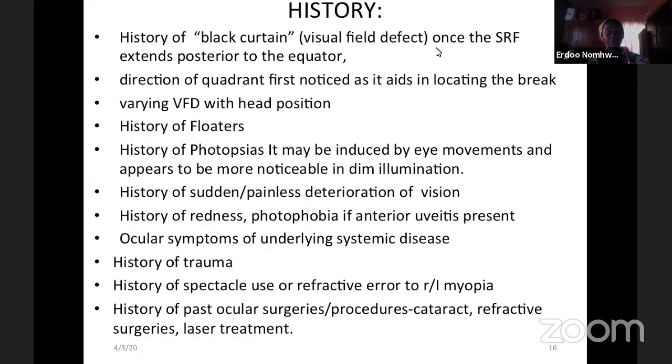Then the other ocular symptoms of underlying systemic disease may be present, like for the rhegmatogenous retinal detachment, who usually would have some mild anterior form of uveitis. There may be history of redness or photophobia. Then based on the etiology of the retinal detachment, you could have other ocular symptoms.